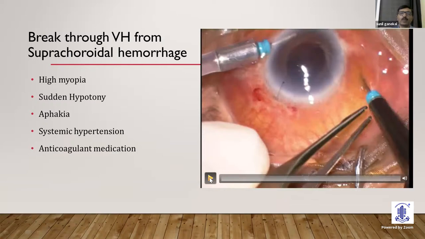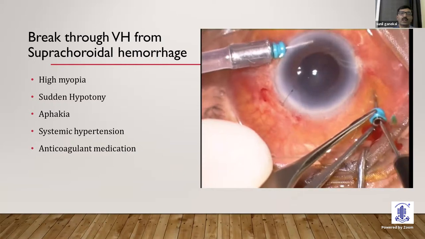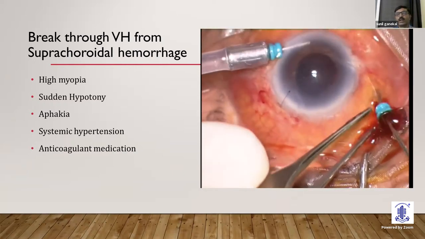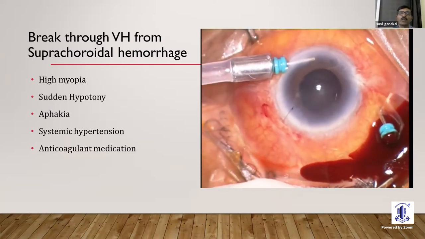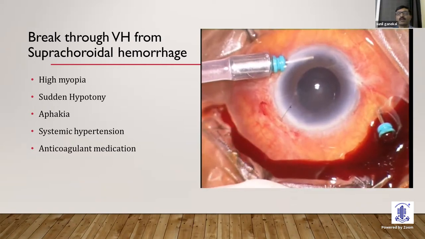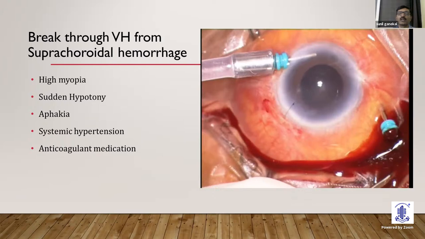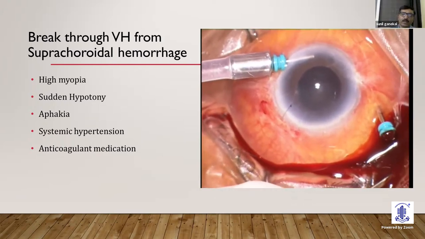Sometimes a breakthrough hemorrhage can occur from a suprachoroidal hemorrhage. It is commonly seen in high myopia, aphakia, and anticoagulant medications. So one needs to drain the suprachoroidal hemorrhage before you tackle the vitreous hemorrhage. It is a very simple method: place an AC maintainer or create and introduce a cannula in the anterior chamber. You can drain the suprachoroidal hemorrhage and then go into the pars plana vitrectomy.